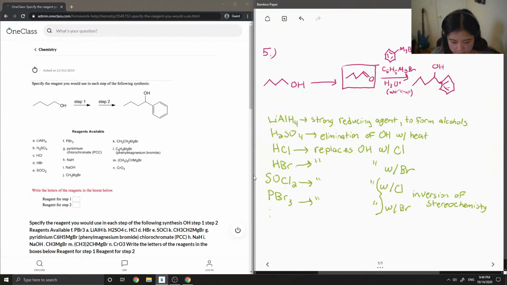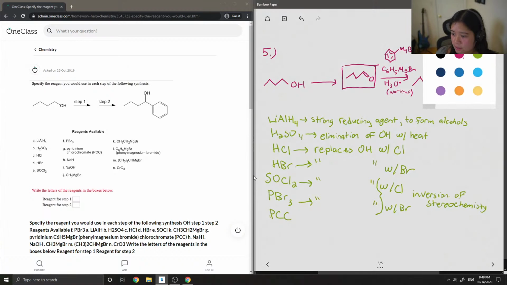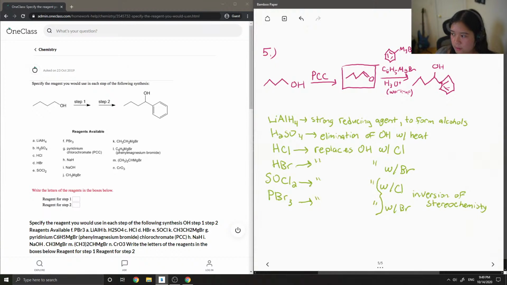And finally, we have pyridinium chlorochromate, also known as PCC. So this is actually what we're looking for here. PCC is what will oxidize our alcohol group to the carbonyl. So that's done, but I'll still go over the rest just to finish it off.